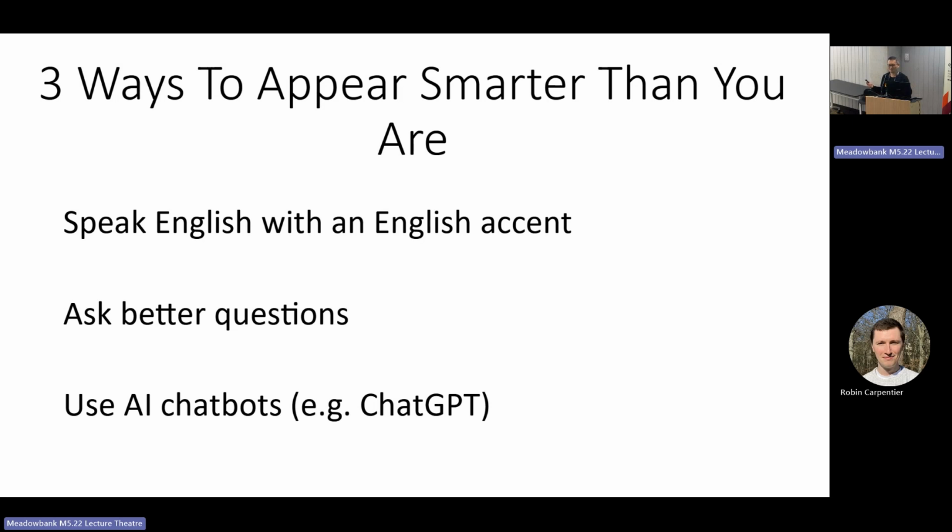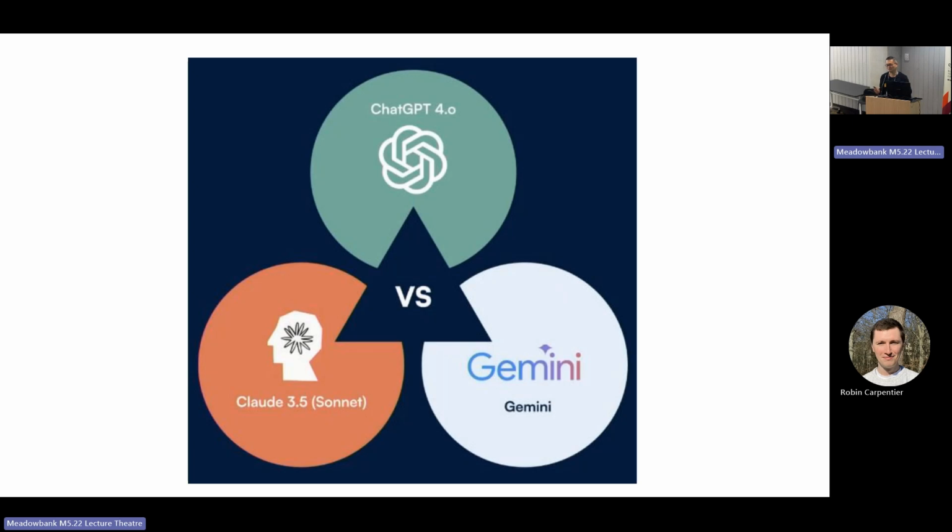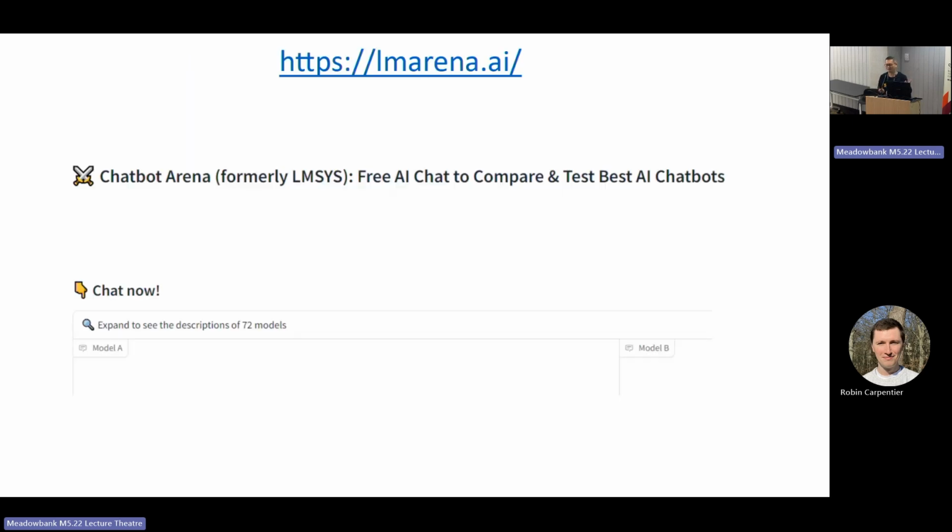And when I say ChatGPT, I'm talking about ChatGPT and its competitors. So these are the main competitors. And recently I found this website. You can actually ask one question and get different answers from different models. So you have model A, model B, and then you can compare which one is a better model for answering your question.